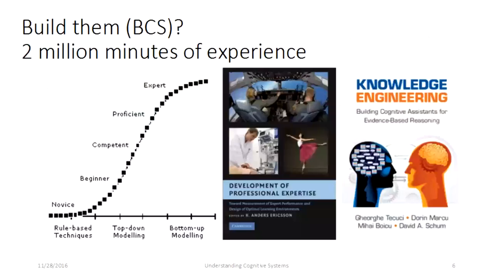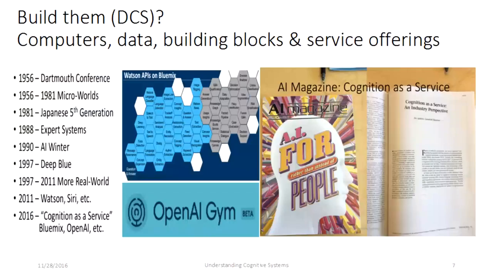And again, since we do not have the master algorithm that Pedro Domingos talks about, although he's confident that we're getting close to having a master algorithm, building digital cognitive systems is quite a bit of work. There's this book, Knowledge Engineering: Building Cognitive Assistance for Evidence-Based Reasoning by George Tecuci, which has just come out, which gives an example of typical ways that people try to build digital cognitive systems today. I guess the short version of this is that it's still a lot of work, and they can be very brittle.